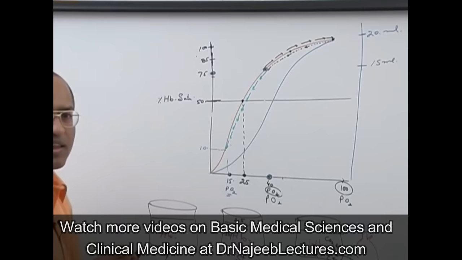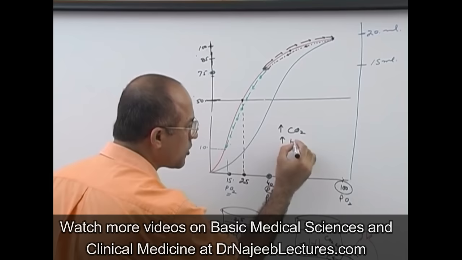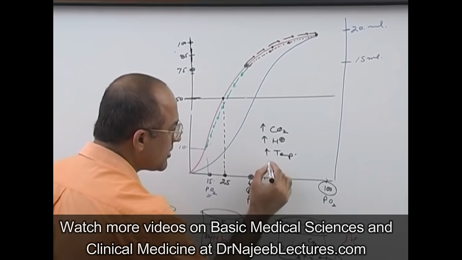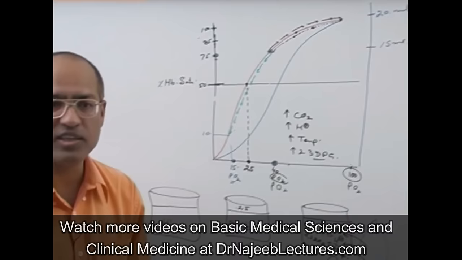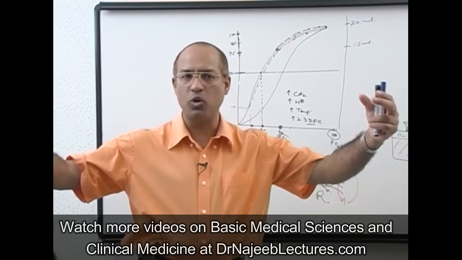Look, before carbon dioxide or increasing carbon dioxide, increase proton, of course, decrease pH or increase temperature, or there is increase 2,3-DPG. Let me tell you what is the mechanism of DPG. You know there were tails, alpha chains and beta chains. 2,3-DPG holds two beta chains and cross links.